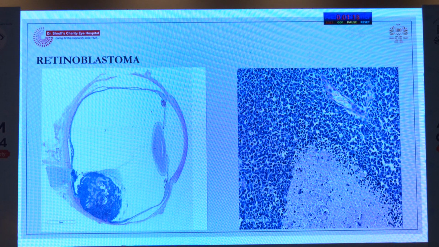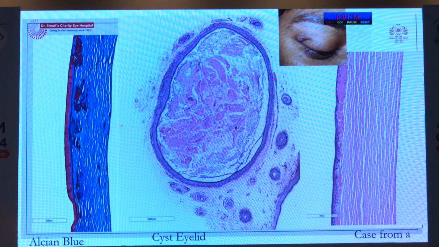We usually get one of these in a week at least, either in-house or outside. All our secondary centers, if you're familiar with the Dr. Shroff's charity model, send us biopsies. It's only done in one unit, but all of the others have full-fledged ocular microbiology labs in all our secondary centers. But the histopathology is only done at the main lab in Delhi.